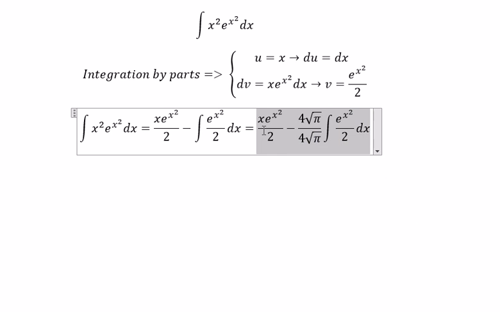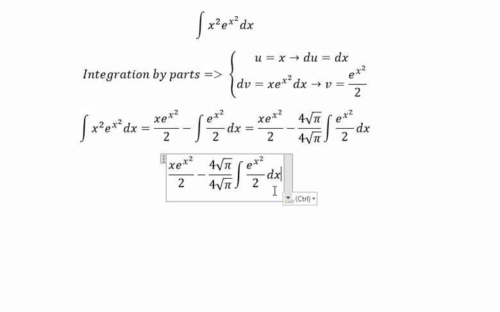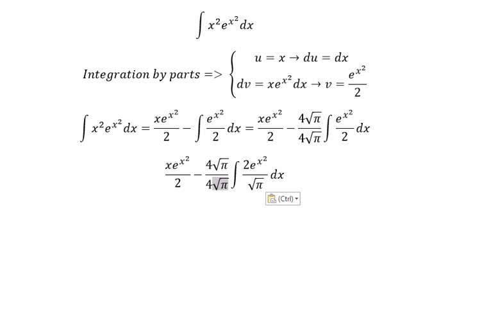Next, so in this situation you get 2 multiplied with e to the power of x squared over the square root of pi. So you get square root of pi over 4.